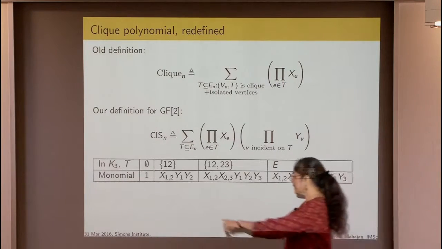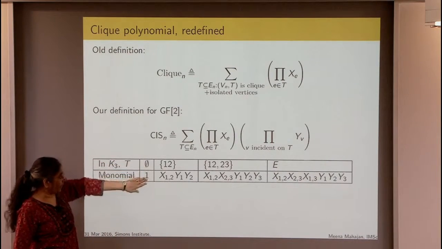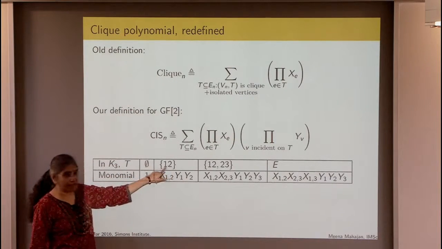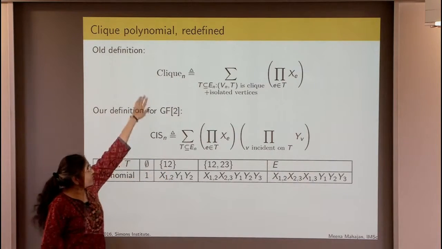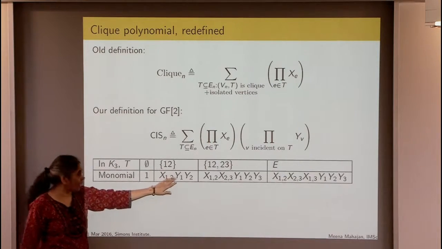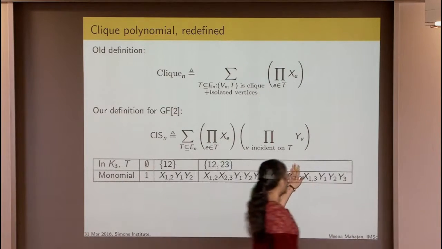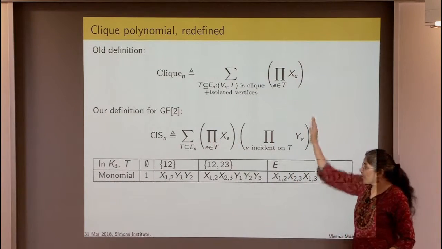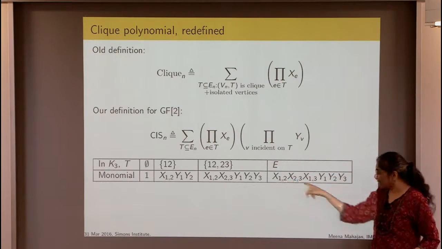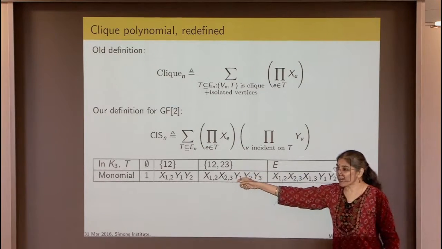As an example, in the 3-vertex graph, T could have been the empty set. It contributes monomial 1 in both cases. T could have been the clique of size 2, in which case in the old definition it would have just given the monomial x12. Now I get x12, y1, y2. It could also have been the entire edge set, in which case in the old polynomial I would have gotten these 3 x variables, and in the new polynomial I get the 3 x variables as well as the 3 y variables. But here are the kind of garbage monomials.